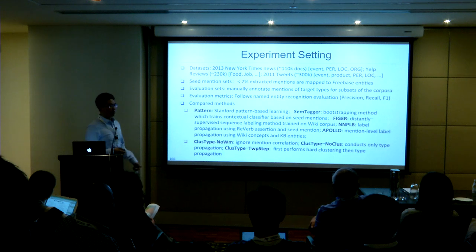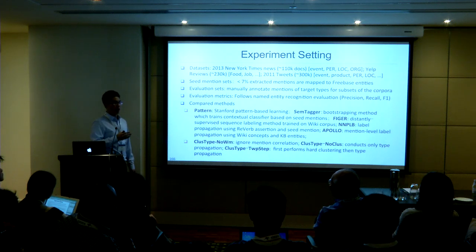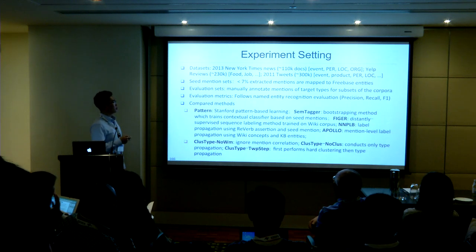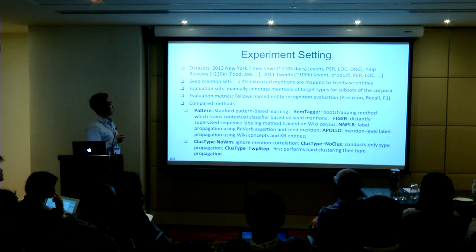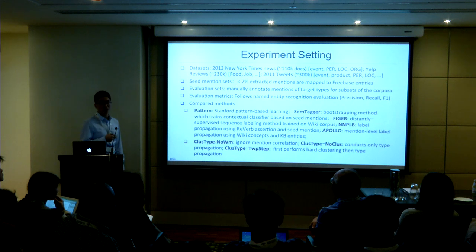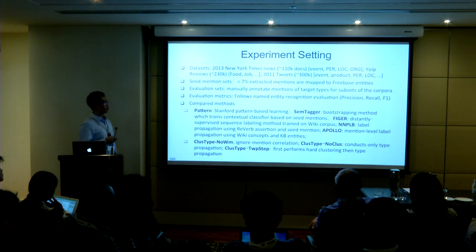So let's take a look at some interesting results we have. Because we want to check whether our methods can really work on both the general domain and also some very specific domains, we tried New York Times from 2013, which is a general domain example. And we also tried Yelp and tweets. And we have seed mentions linked to Freebase entities. But only 7% of the entity mentions we extracted can be linked to Freebase entities. So it's a very small portion. So we manually annotate the mentions to check the precision, recall, and F1. All these are traditional named entity recognition evaluation metrics.